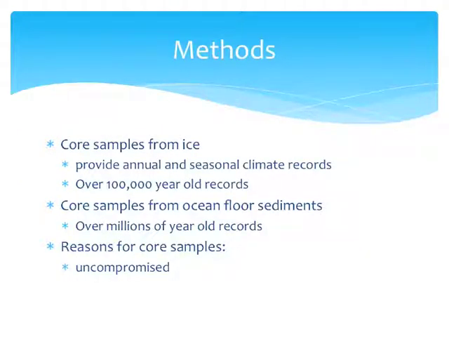Scientists are able to discover when an ice age has occurred by taking core samples of ice and ocean floor sediments. Both require a lot of machinery to dig deep into the Earth's depths, sometimes 2 miles deep. Ice core samples are able to provide both annual and seasonal climate records. They also have over hundreds of thousand-year-old records.